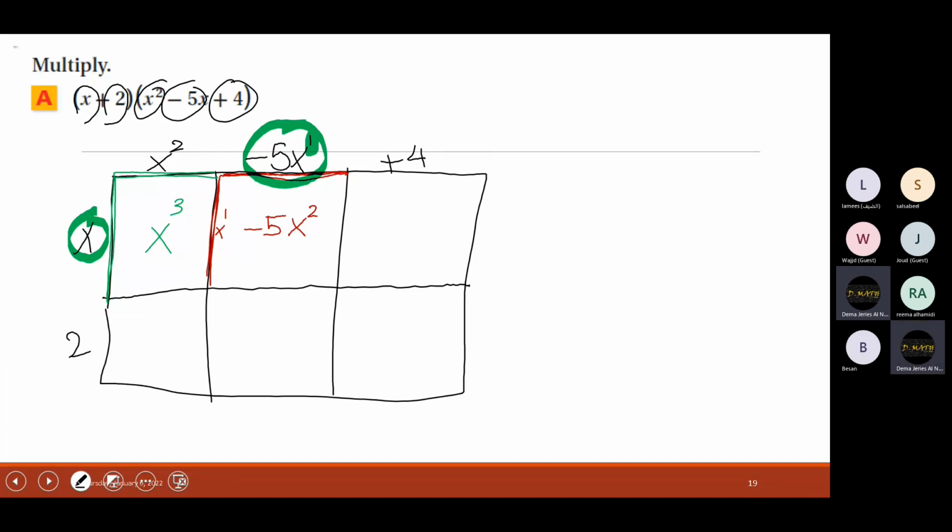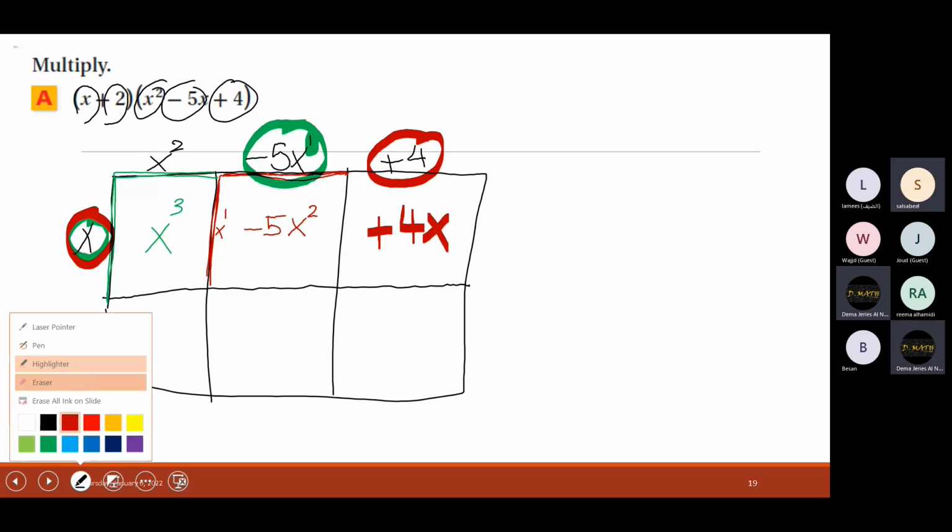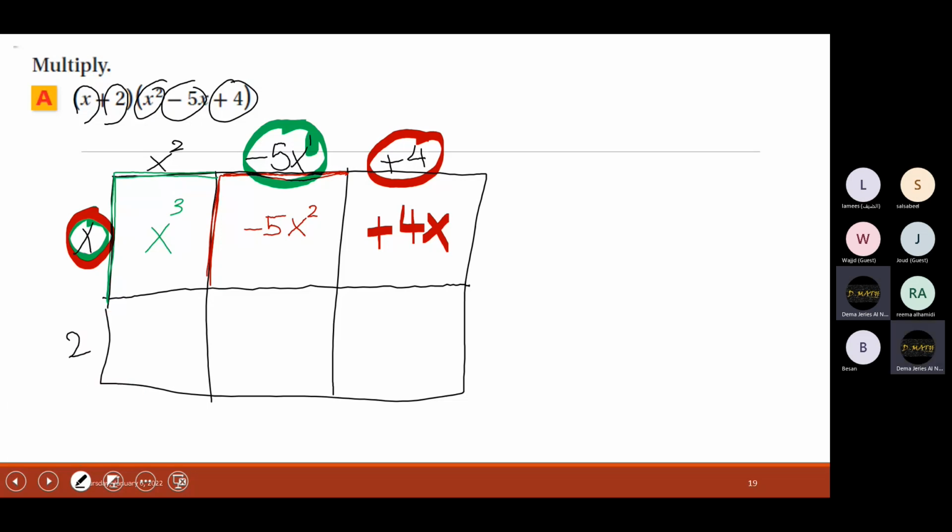Now the third one, we multiply positive 4 with x. Positive 4 times x is 4x. No, you don't add them. You have to multiply them. Yes, 4x.